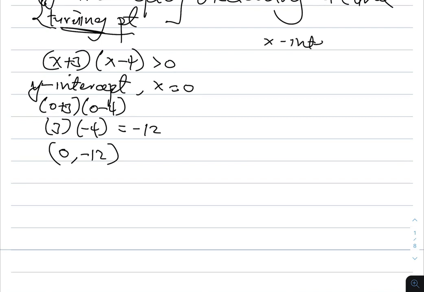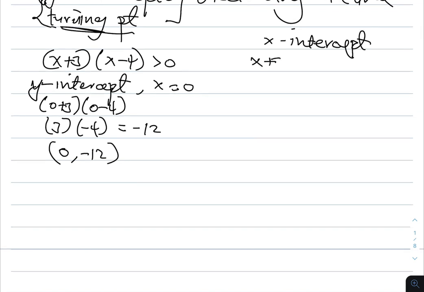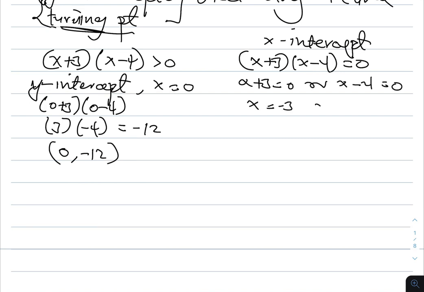Now the x-intercept. For the x-intercept, you equate what you have to zero. It means we have (x + 3)(x - 4) = 0. So x + 3 = 0 or x - 4 = 0. So we have x = -3 or x = 4, which means we have these points on the x-intercept.